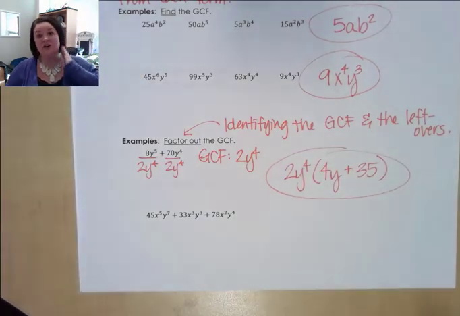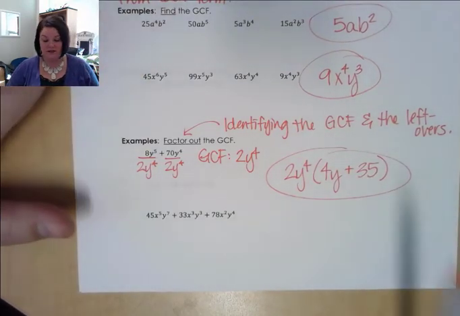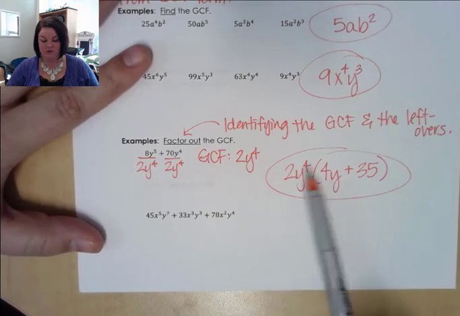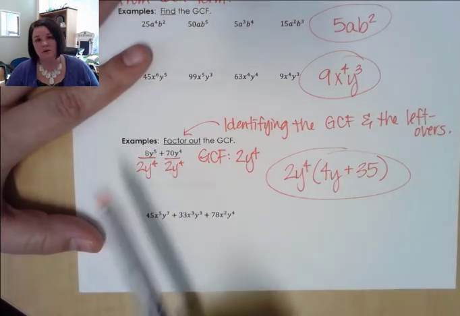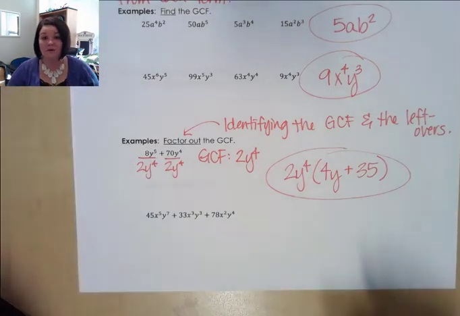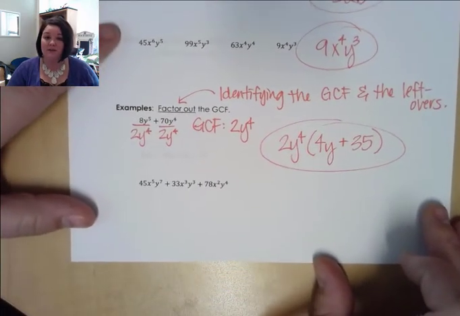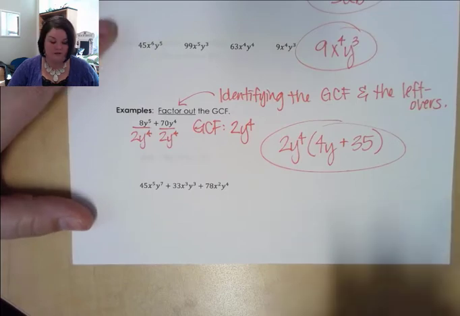If you want to check your answer to make sure you did these correctly, all you have to do is redistribute this. And if you redistribute it and you get what you started with, then you know you did it correctly. I'm not going to require that you check your answers, but if you want to, that's how you would do it. Okay, so let's look at another one.